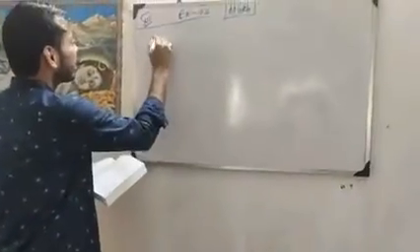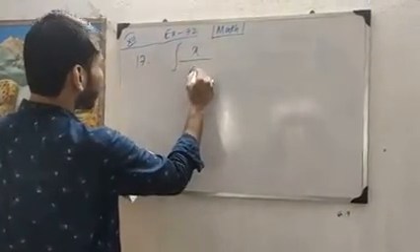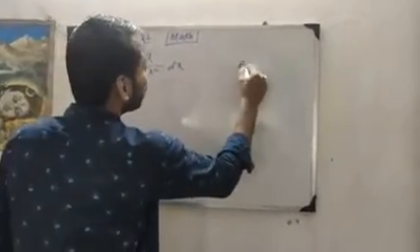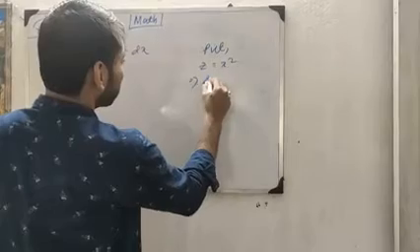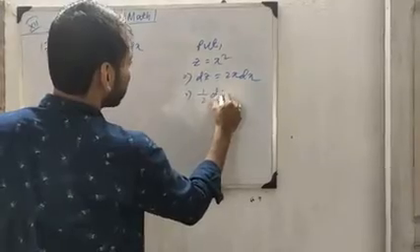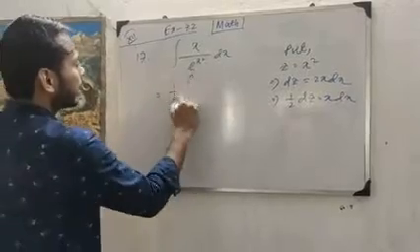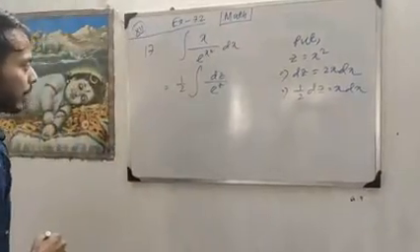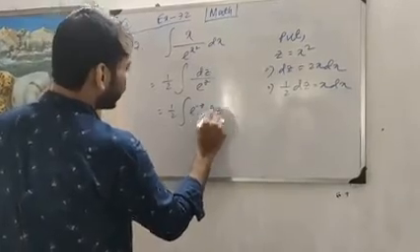Now the question number 17. It is integration x by e to the power x square dx. Okay, here we will put z equals to x square. Then after doing the differential, it will be dz equals to 2x dx. That means half dz equals to x dx. So instead of x dx, it will be half dz. So it will be half dz by e to the power z. Okay, that means half integration e to the power minus z dz.